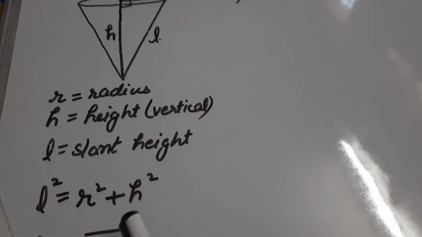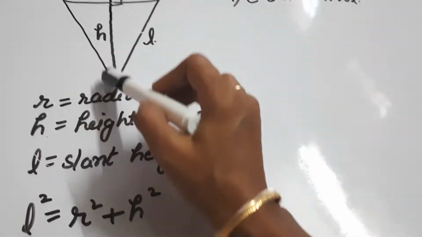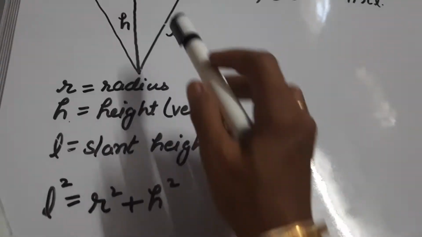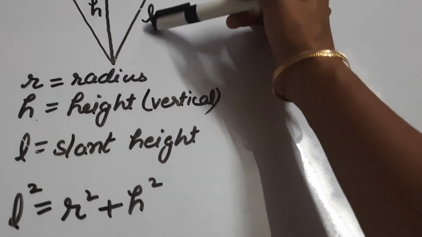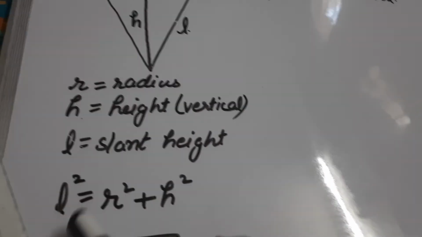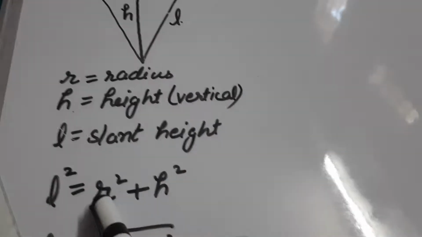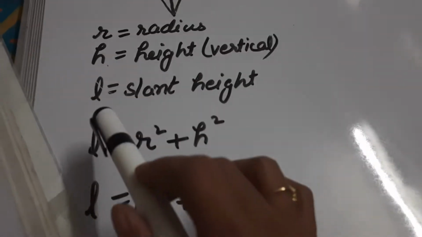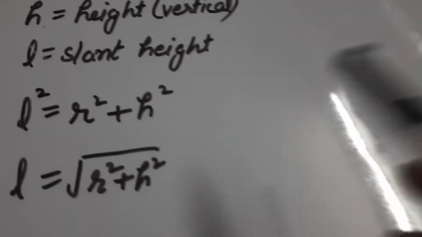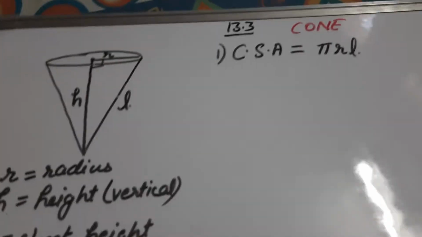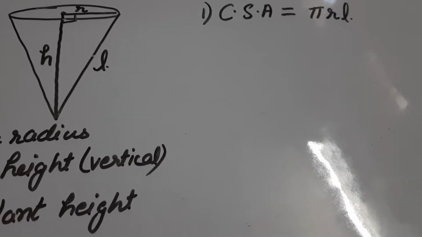And I told you how we can derive for L slant height. As it is a right triangle, we can apply Pythagoras theorem here. The side opposite to 90 is hypotenuse, so hypotenuse square L square is equal to perpendicular square plus base square, means R square plus H square, and when we will take this square to other side, it will become square root, right? Now curved surface area and total surface area.